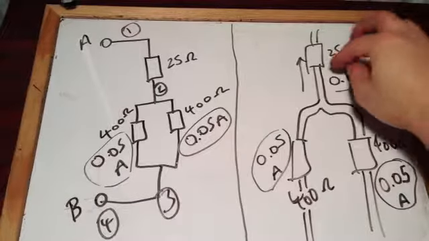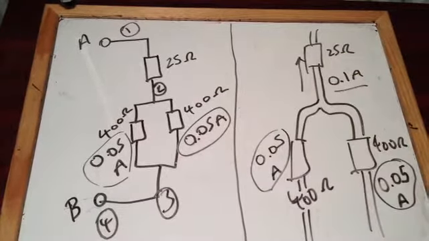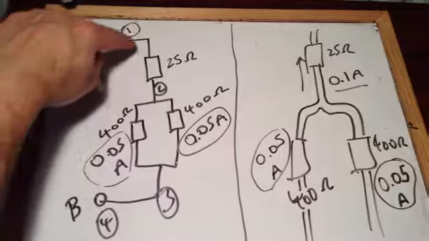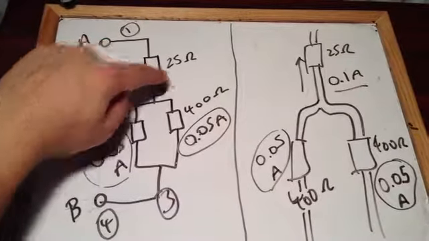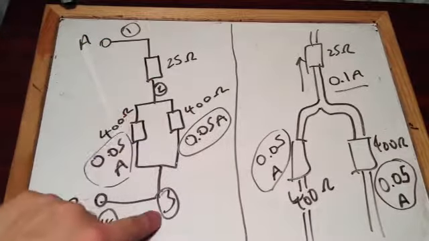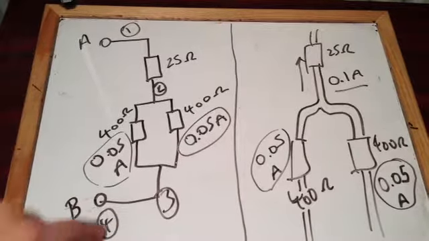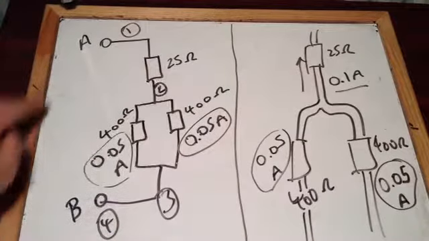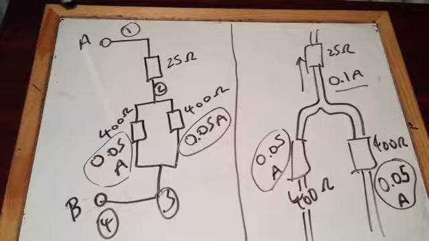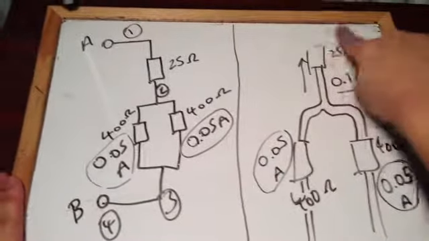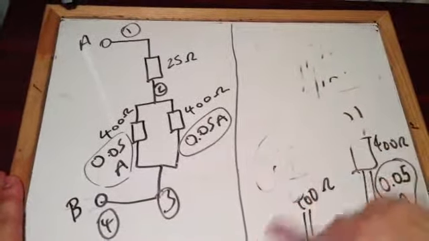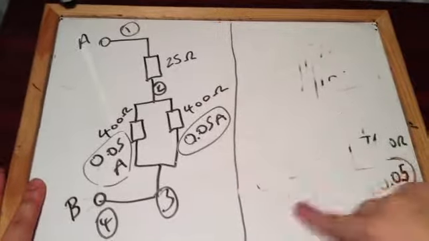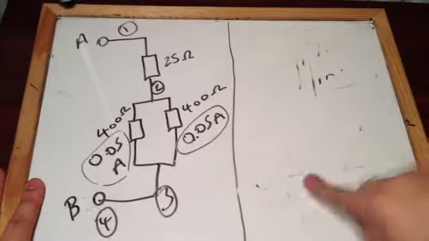You know, the 0.1 splits. Okay? Got 0.1 here, 0.1 at 2. It splits. At 3 we've got 0.1, at 4 we've got 0.1. It's still a series circuit, but with a parallel part to it. Okay? So that's the 6b part 2.